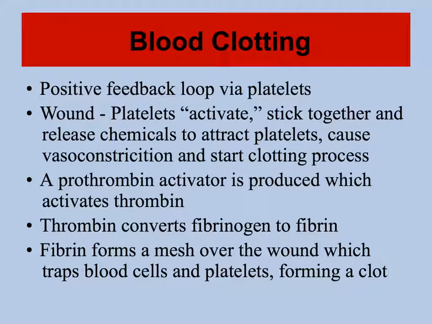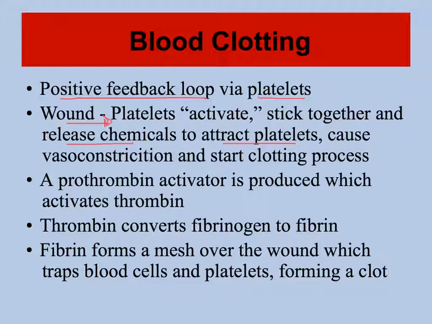Blood clot is a positive feedback loop via the platelets. So you have a wound, and the next thing that happens is that platelets are activated because they run into the rough edges of the wound, and they start to stick to that rough spot where the wound has happened, or they stick to each other. And in this process of becoming activated, they release chemicals that attract more platelets. And so this is the positive feedback loop. Platelets activate, they release chemicals to attract more platelets. The more platelets arrive, they activate, they release chemicals to attract more platelets, and so forth.